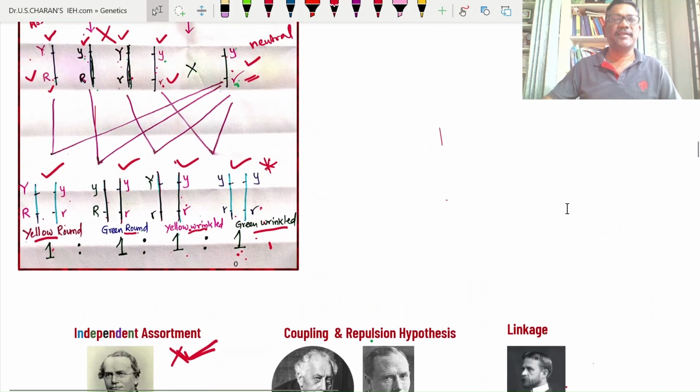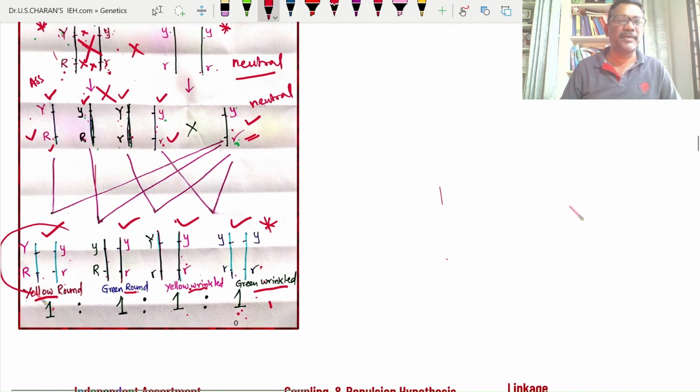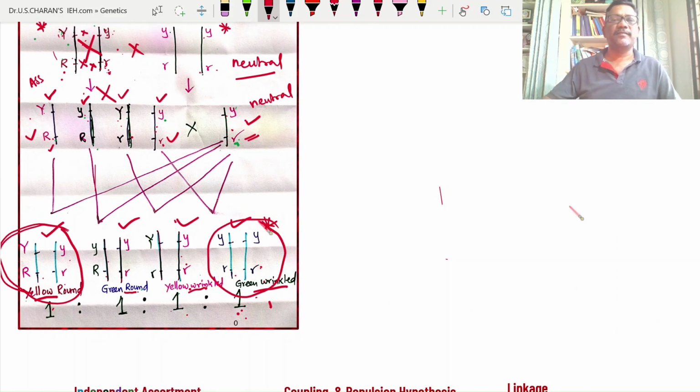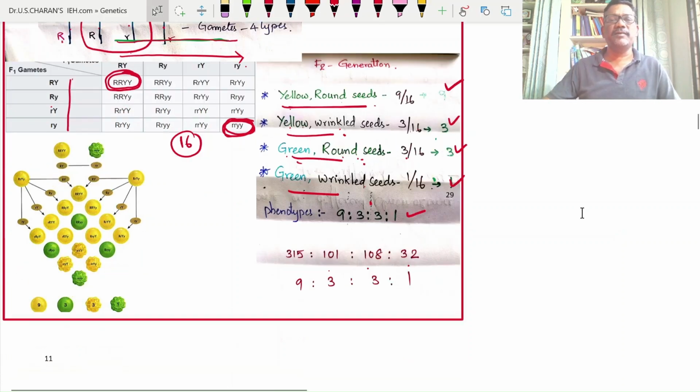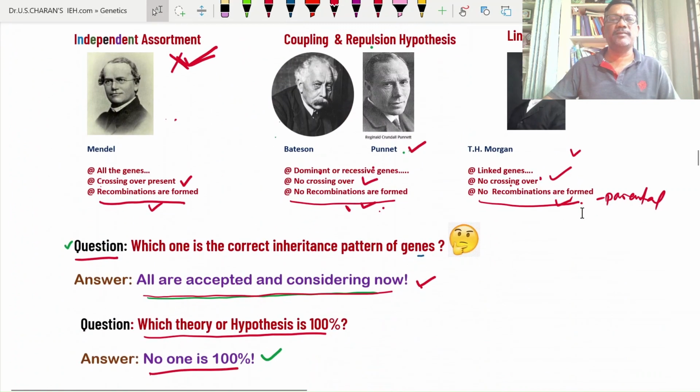You can see them here. Is it the parental progeny or not? This is the parental progeny, the dihybrid cross. This is also parental progeny. Of course, these are the genetically recombined, but parental progenies are also forming. So independent assortment is also not 100% independent separation.